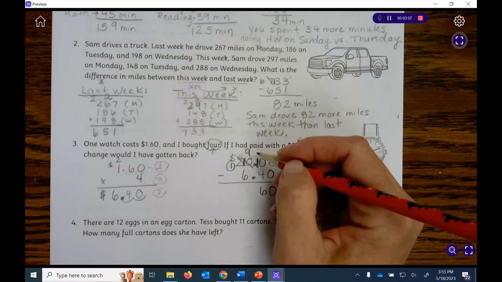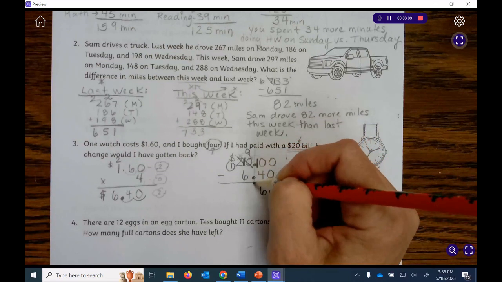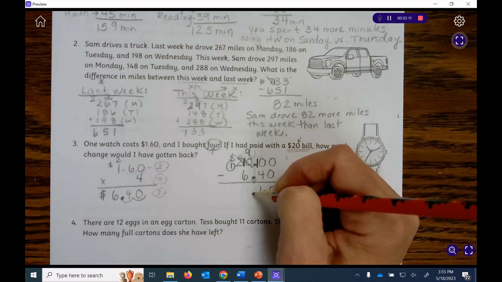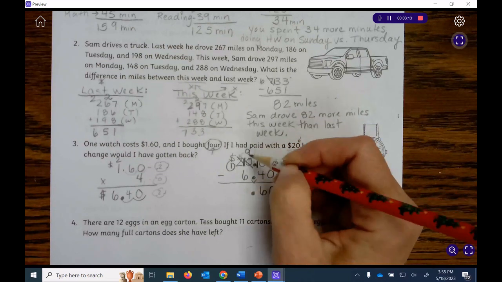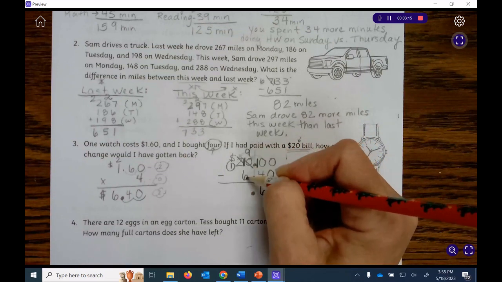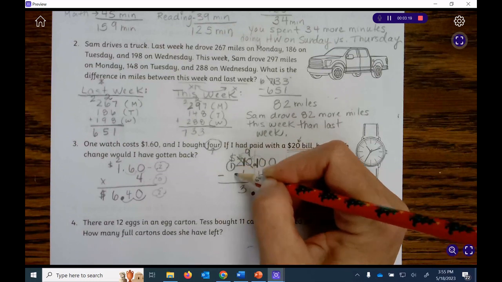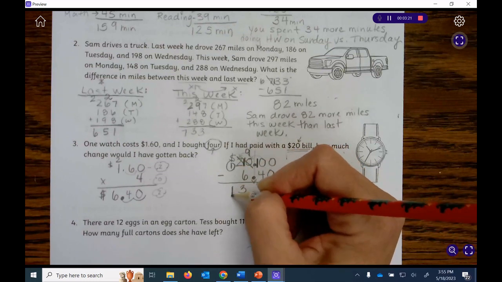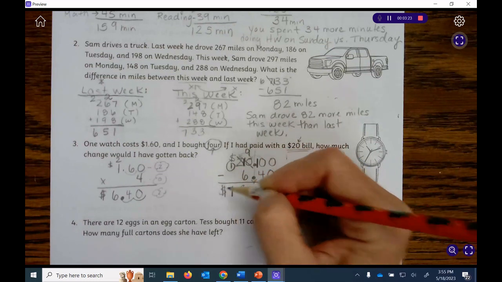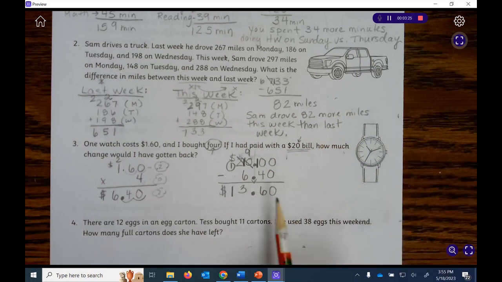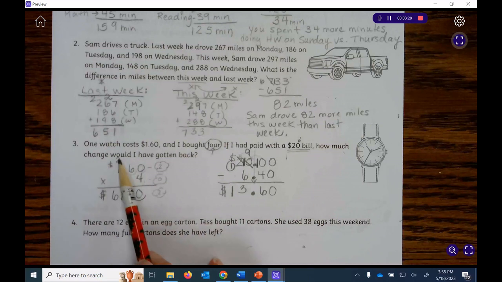10 take away 4 equals 6. For adding and subtracting decimals, you bring down the decimal point at this point. 9 take away 6 equals 3. And I have 1 take away nothing equals 1. And I bring down the dollar sign. So we have $13.60. How much change would I have gotten back?